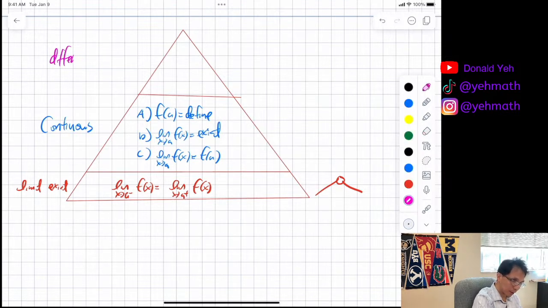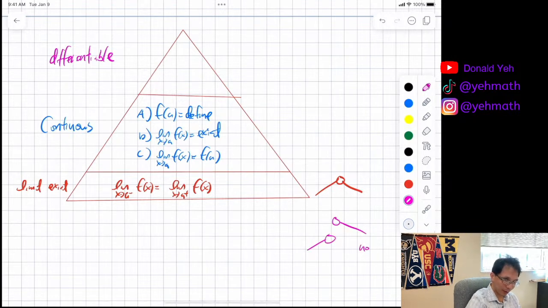Differentiable. So, for example, if this were a roller coaster, you definitely don't want a roller coaster to look like this, because that's not even continuous. This example is not continuous. Or sorry, the limit doesn't even exist. You don't want a roller coaster to look like this.